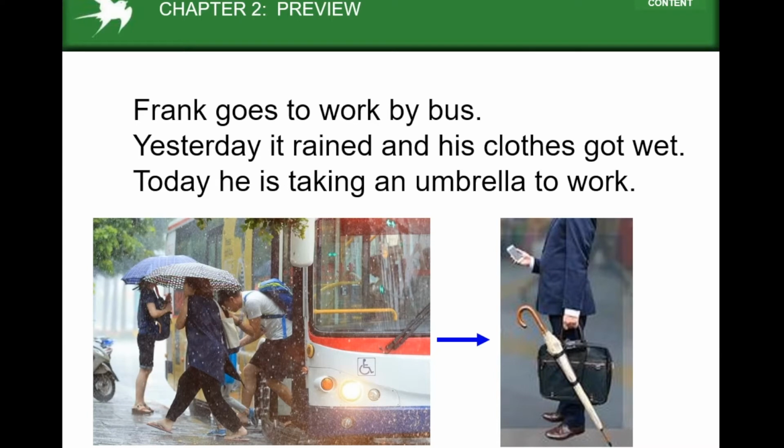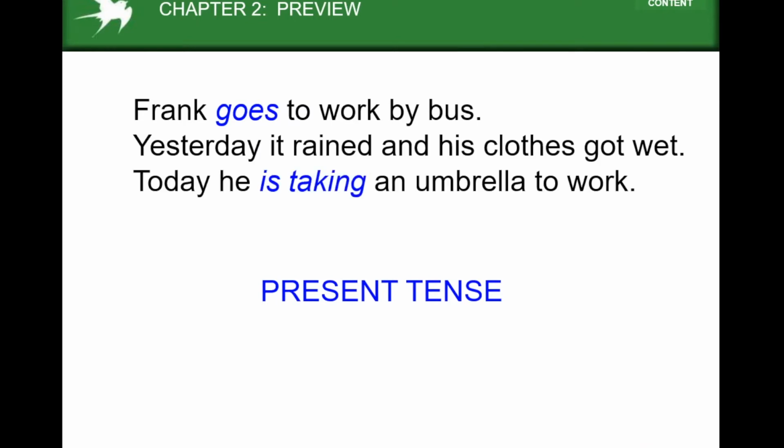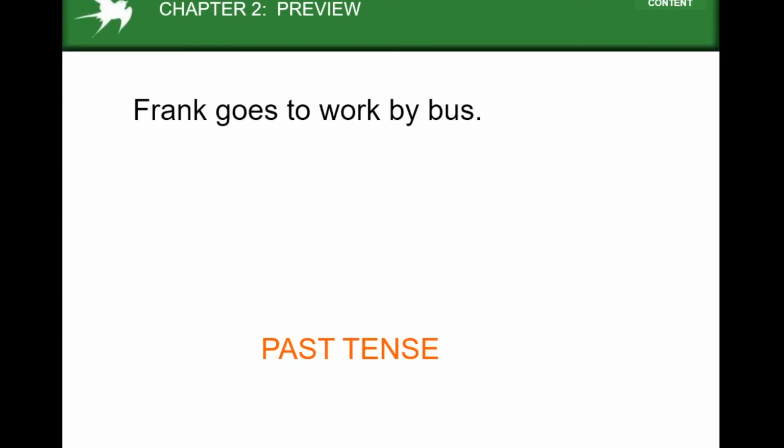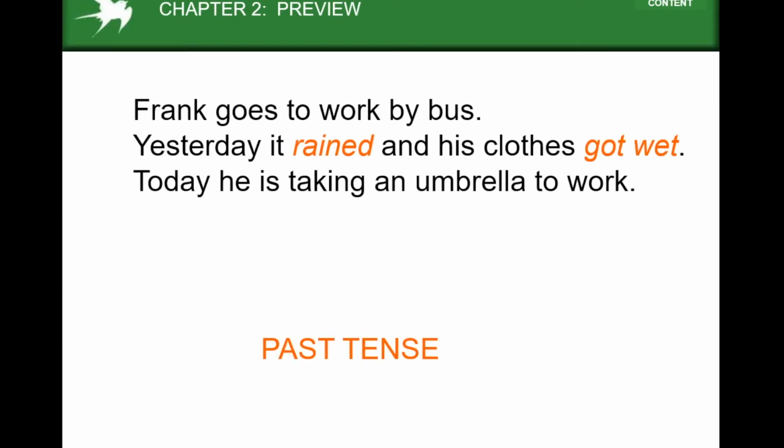Friend goes to work by bus. Yesterday it rained and his clothes got wet. Today he is taking an umbrella to work. In this short paragraph, we have two verb tenses. First, we have present tense. And then we have past tense.